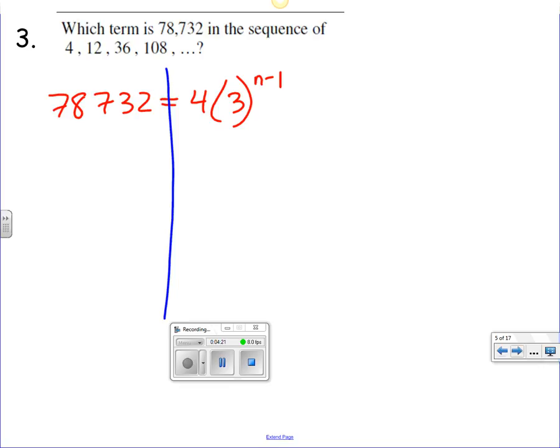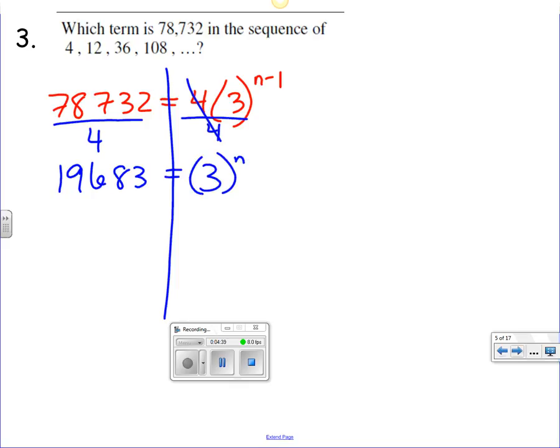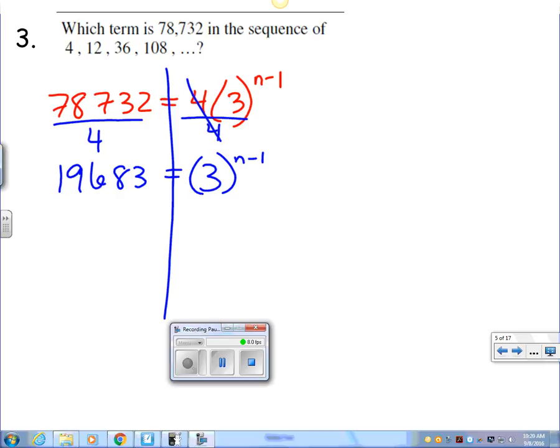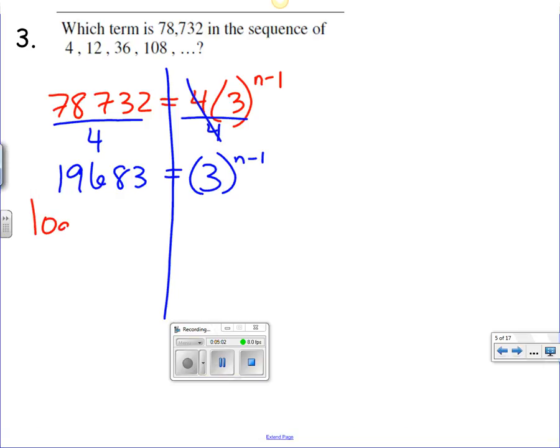Move the 4. How do you get rid of the 4? Divide it, because parentheses mean to multiply. So you need to divide. All right, what does that give you? Say it again. All right, does anybody remember from Math 3 how you get a variable out of the exponent? Anybody? No. What you have to do is you have to log both sides.